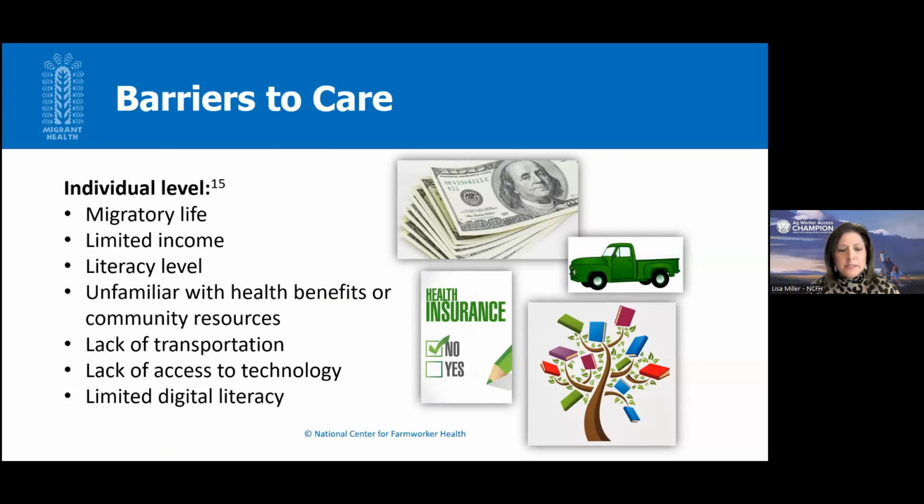And this slide talks about the barriers that ag workers face related to accessing healthcare on an individual level. So mobility and long days often threaten ag workers' health and pose a significant barrier to them accessing healthcare. And we mentioned previously about their limited income. As previously stated, many ag workers have total family incomes below the federal poverty level. So this puts a worker in the predicament of having to choose between paying for healthcare and meeting their essential needs.